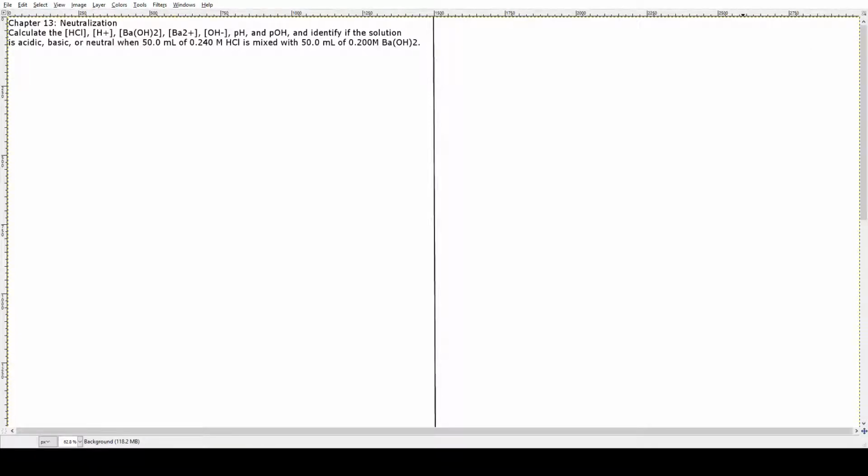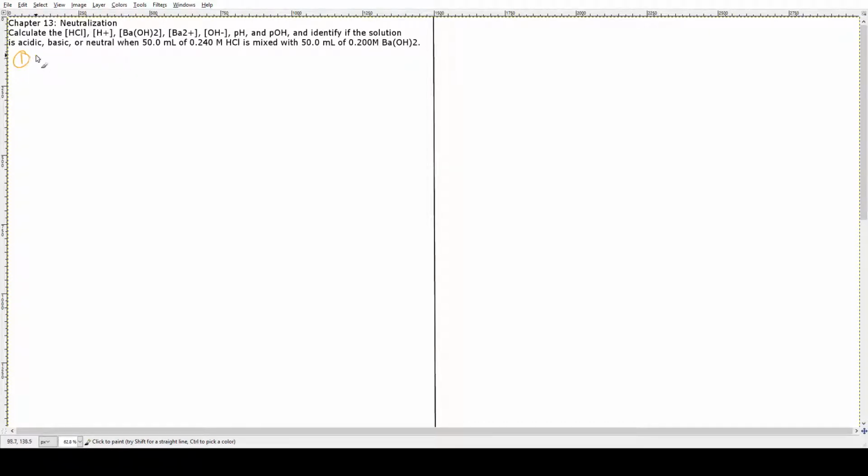Welcome to Chapter 13. This is a neutralization problem. It's asking us to calculate the concentration of hydrochloric acid, hydrogen ions, barium hydroxide, barium ions, hydroxide ions, as well as calculating the pH and pOH and figuring out if the solution is acidic, basic, or neutral when 50 milliliters of 0.240 molarity hydrochloric acid is mixed with 50 milliliters of 0.200 molarity barium hydroxide. Whew, okay. Well, let's just use our trusty steps that we've been using for a long time now.